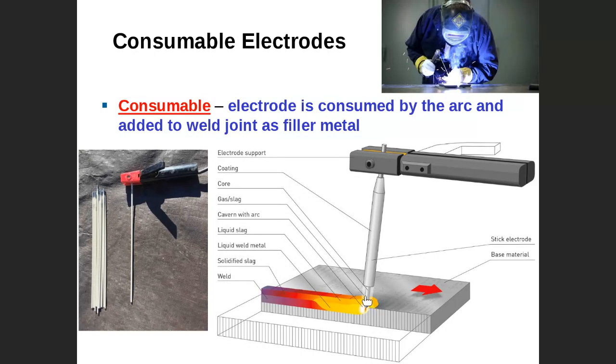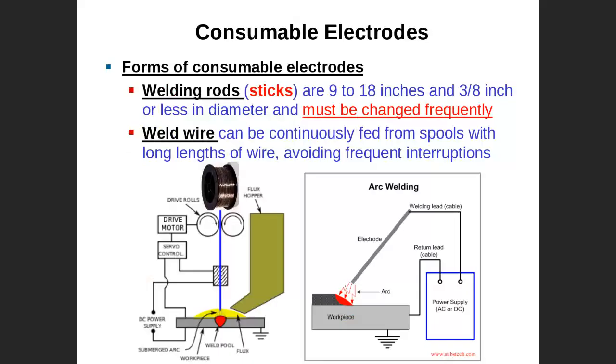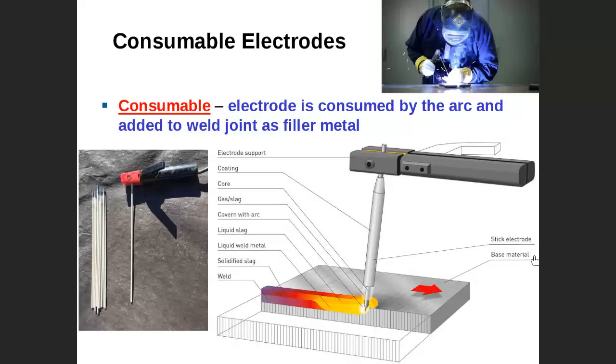The core is a filler material. The coating is a flux. This coating is melted and creates gas. This gas reacts with the environment and creates what we call slag. And the core will be melted and deposited as a filler material, as you can see here. So this is generally a consumable electrode.